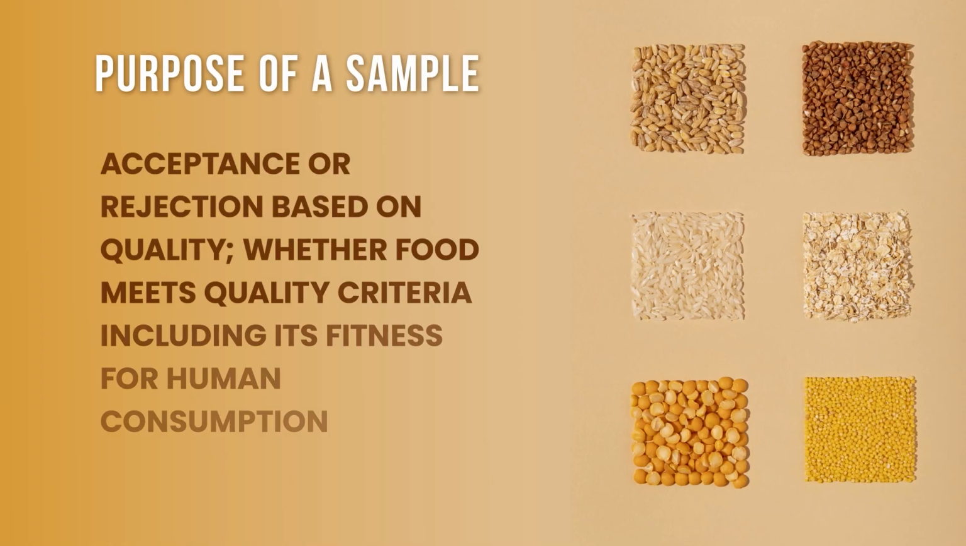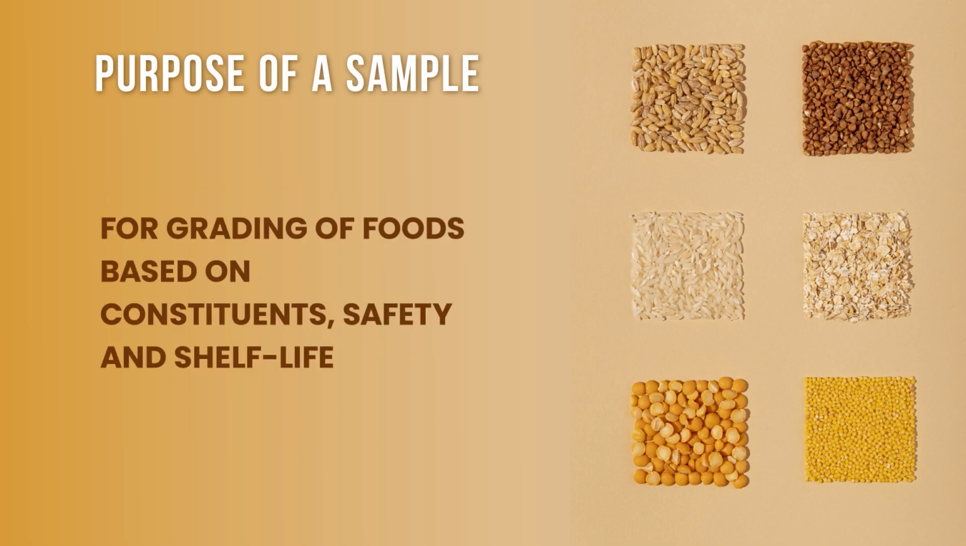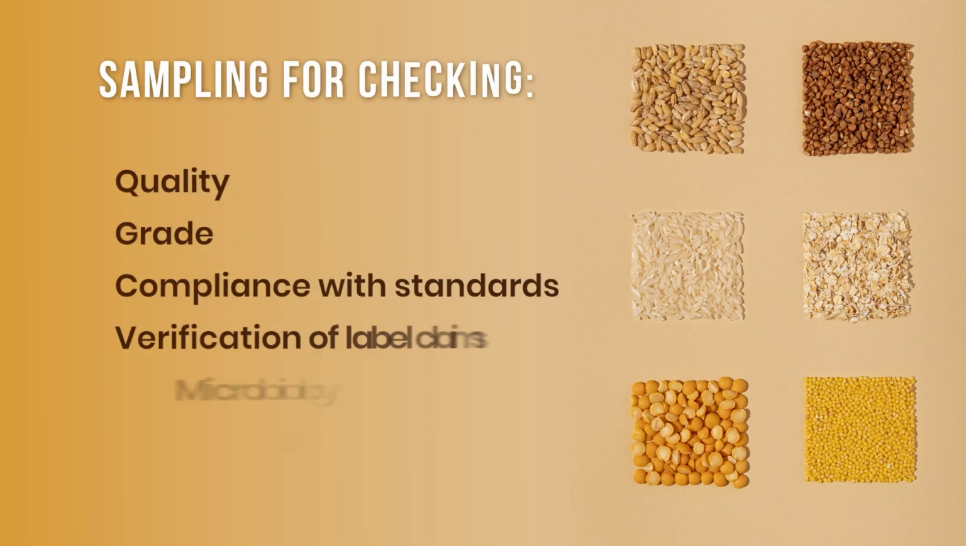Now what is the purpose of a sample? We draw samples for many reasons. The biggest reason is accepting or rejecting the lot based on quality, whether the food meets quality criteria including its fitness for human consumption. Human consumption fitness is the most important criterion for which we collect samples. Also we collect samples for grading of foods based on constituents, safety of the food and shelf life of the food. So we can say that sampling is for checking quality.